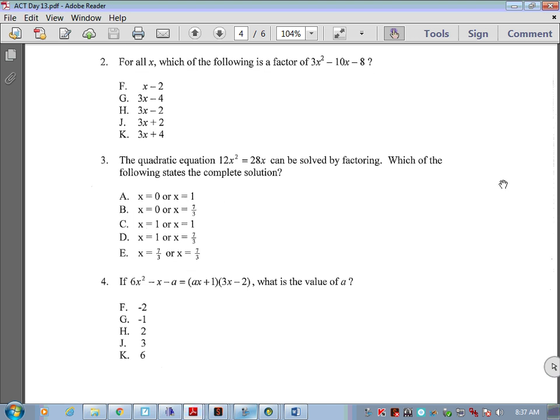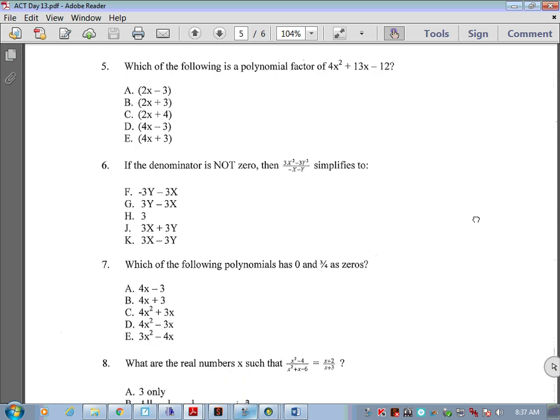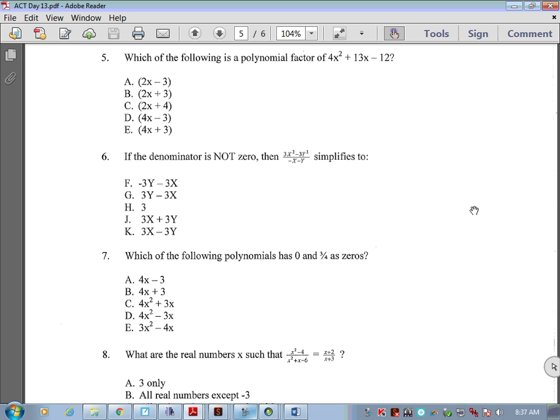2, 3, or 4? 2, 3, or 4? Nobody? Okay, 4 we've already seen. 2 or 3? Once, twice? No? Okay. All right, 5 through 9.